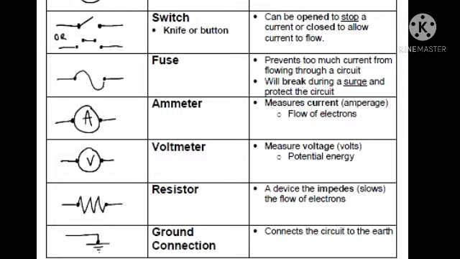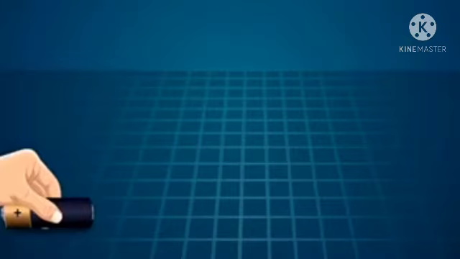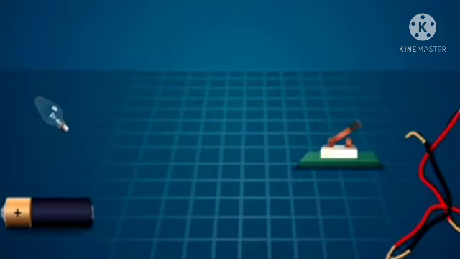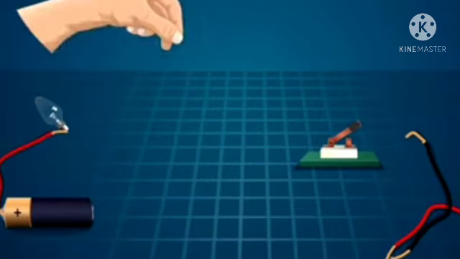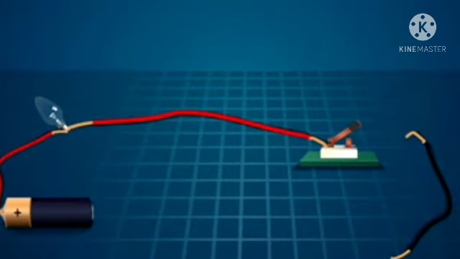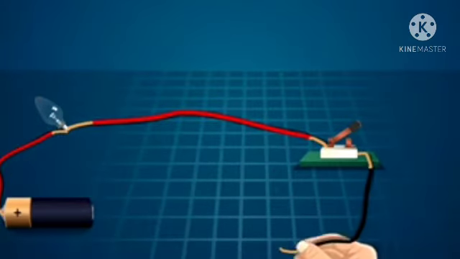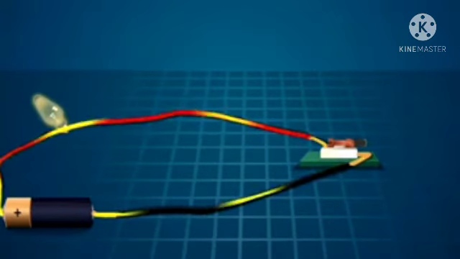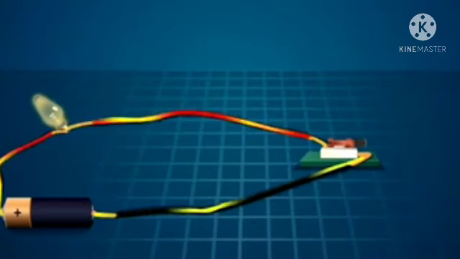Now we will discuss connecting the cells in series and parallel connections. Activity: take a dry cell, bulb, switch and connecting copper wires. Red wire is the positive terminal connected to the positive terminal of the bulb. Again, red wire connected to the switch. Black wire is the negative terminal that is connected to the switch.